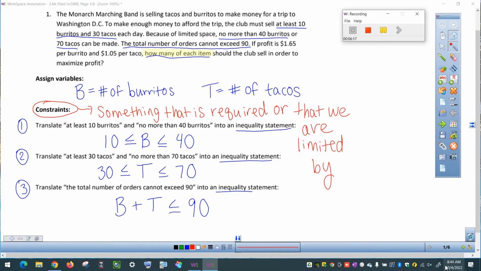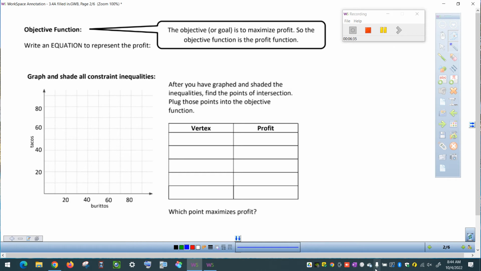So we have actually dealt with a lot of the information given to us just in writing out the constraints. The next piece of getting this problem set up is writing the objective function. So if you look at what's written down here for that next step, the objective, that is another name for the goal. So the goal here is that we want to maximize profit.